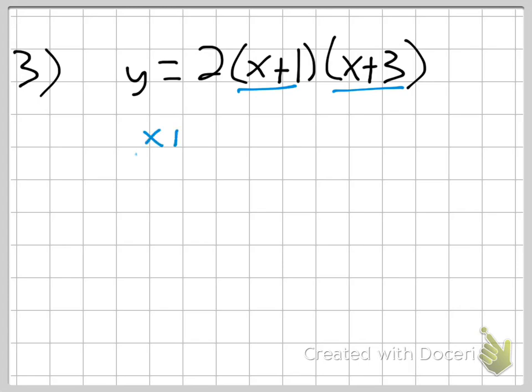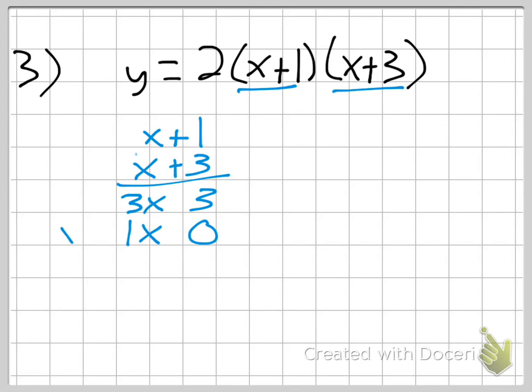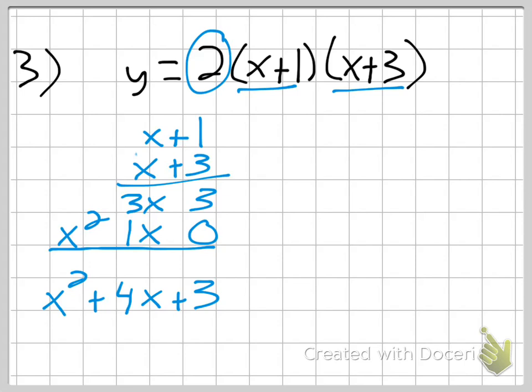Now I like using the box method. You don't have to do that, but make sure your answer matches. So we have x squared plus 4x plus 3. Now, don't forget, we have to multiply by the 2. So I'm going to do that in a different color to really show it. And now I can just go across, distribute across. So I get 2x squared plus 8x plus 6.